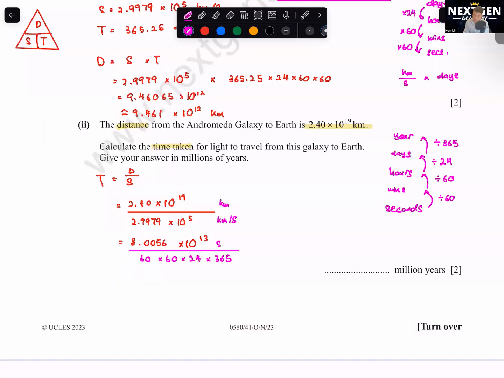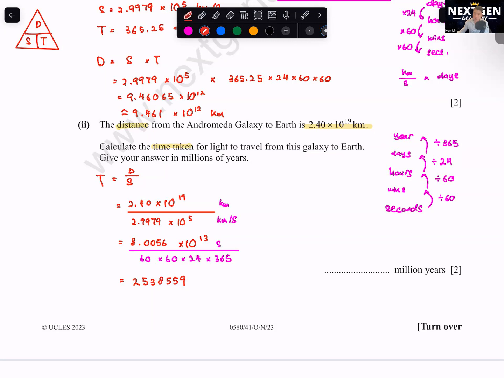Okay, type this in the calculator. What do you get for this? Because I want to change it to years. So you will get 2538559.